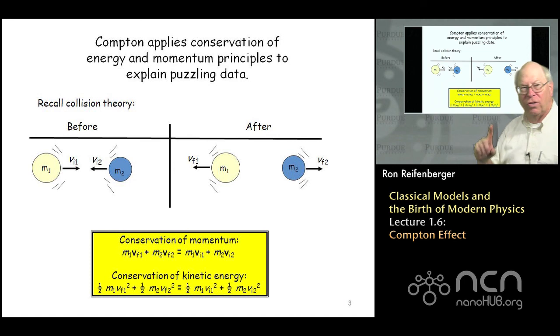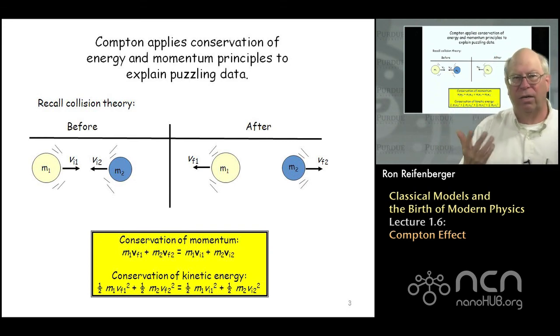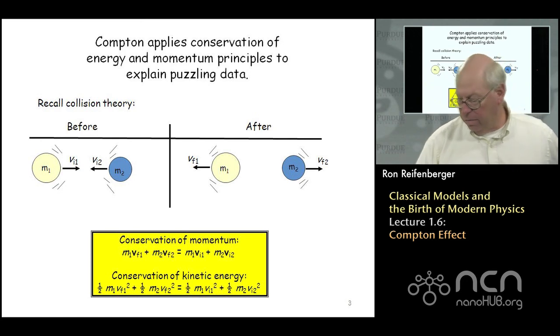The only puzzling thing, the only significant difference between these classic billiard ball type collisions and Compton's experiment, was that one of these billiard balls was now replaced by a photon. And that photon had a particular energy given by h times the frequency f. It was a fair question what the momentum of a photon was. You had to come up with an expression for the momentum.